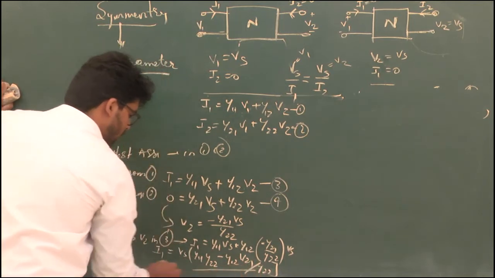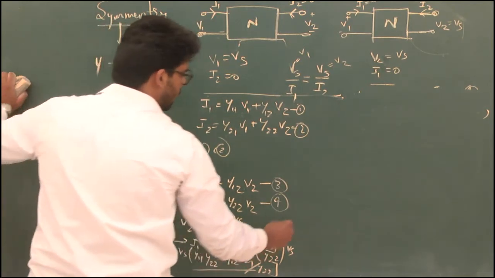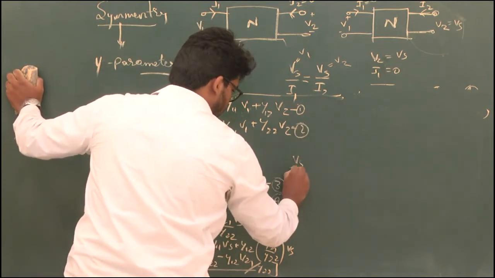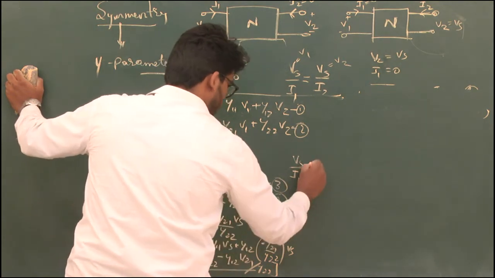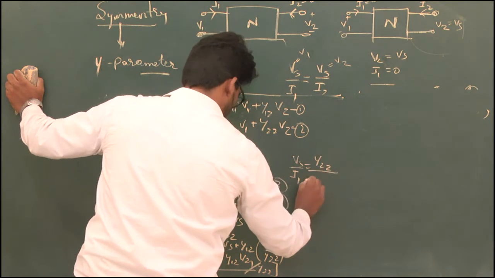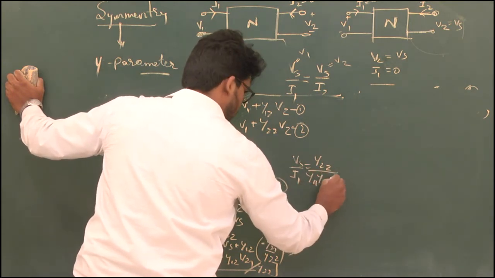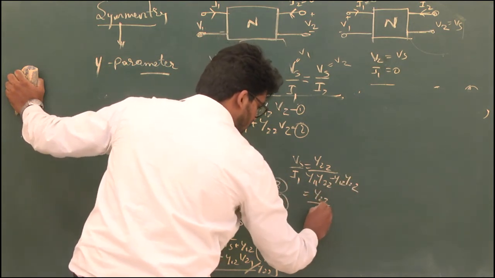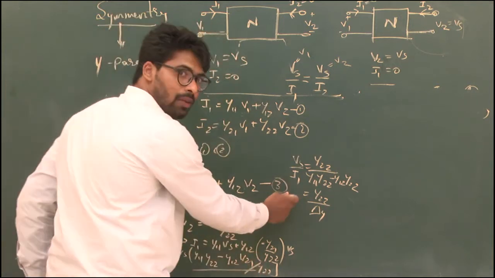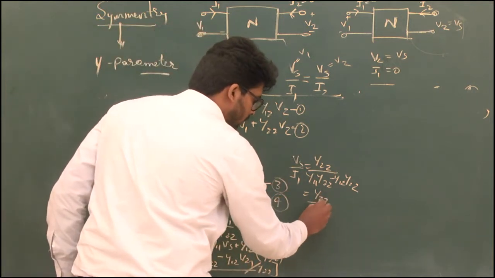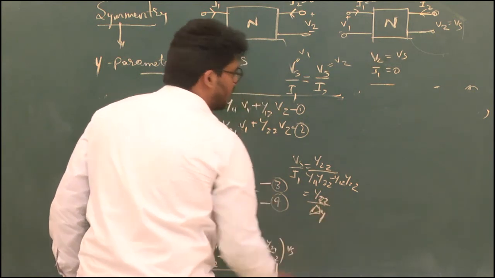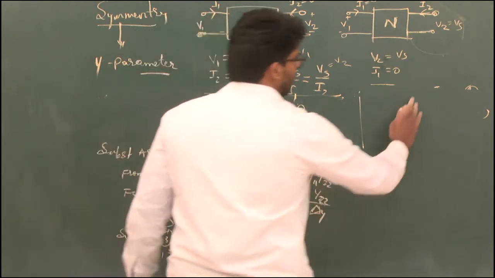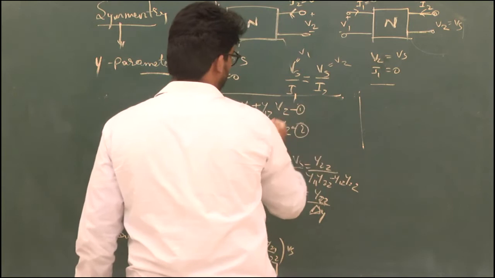Therefore, Vs by I1 we obtained as Y22 by (Y11 Y22 minus Y12 Y21), that is Y22 by delta Y. So Vs by I1 equal to Y22 by delta Y. Okay, so this is experiment 1. Now we will go to experiment 2, that is, the assumptions replaced in equations 1 and 2.